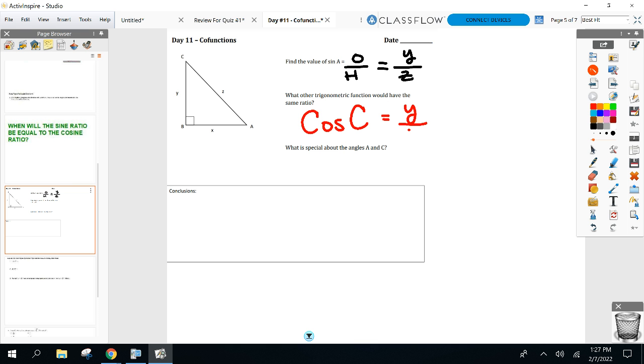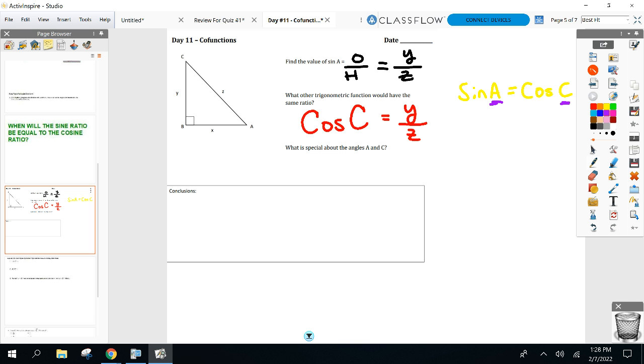All right, so let's build upon this. We notice that the sine of A is equal to the cosine of C. We all agree with that? Sine of A and the cosine of C, they're both Y over Z. Now I want you to take it a step further. What do I know about angle A and angle C on that diagram? Don't get too crazy on me. What type of relationship do they have?